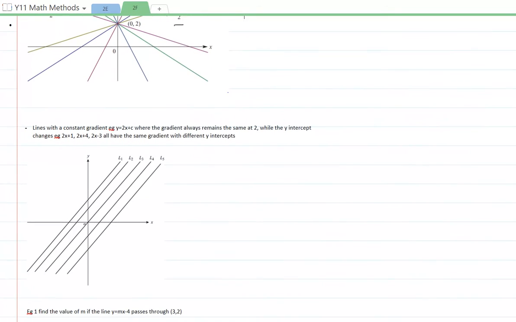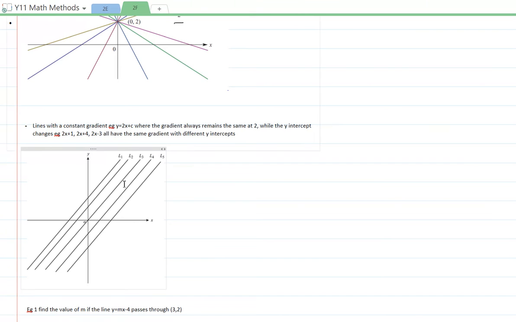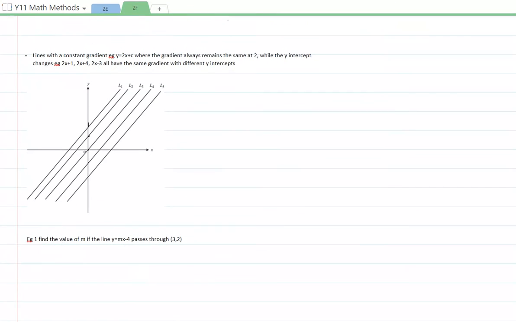The other family of lines is lines with a constant gradient. So the gradient always remains the same. So for example, it could have a gradient of 2, but the y-intercept is the variable that can change. Okay, so for example, you could have y is equal to 2x plus 1, y is equal to 2x plus 4, y is equal to 2x minus 3. And that will help you identify that the gradient is always remaining 2, as you can see in this graph here, but the y-intercept is changing for each line, but they still hold that commonality of the same gradient. Okay, so there are two kinds of lines you can have.